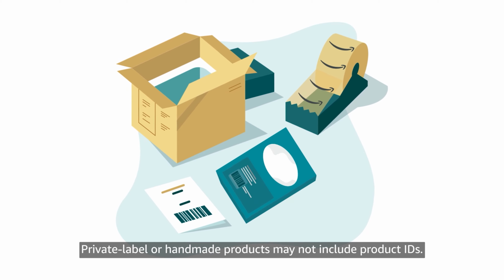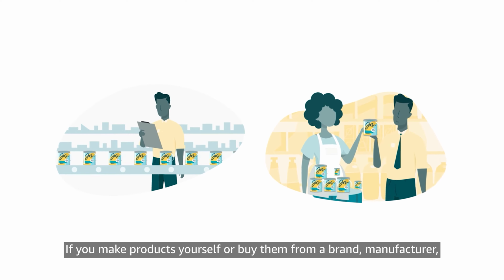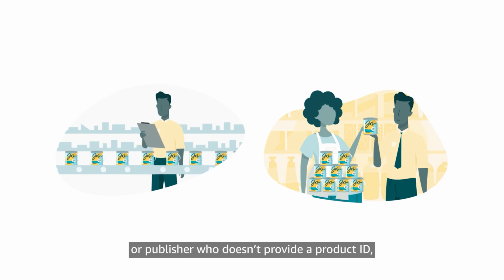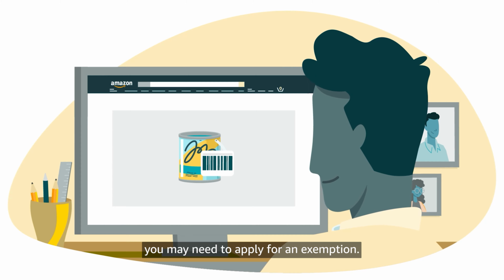Private label or handmade products may not include product IDs. If you make products yourself or buy them from a brand, manufacturer or publisher who doesn't provide a product ID, you may need to apply for an exemption.